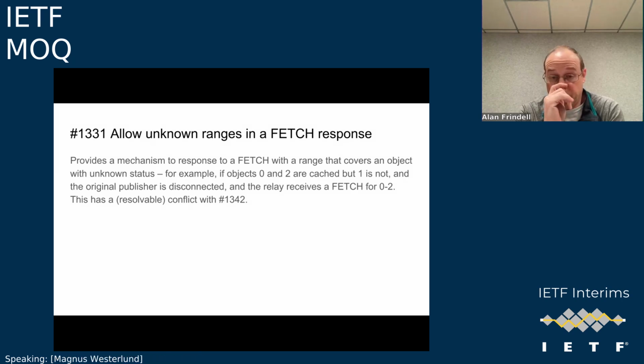My question was just what are we concluding on this? The conclusion here is that I think people generally agree that it's useful as long as it doesn't break fetch semantics. People want more detail than a single unknown, but exactly the shape of that maybe isn't clear. And people want to see 1342 land first and then this on top of that. Does that sound like an adequate conclusion? Yes. Okay.